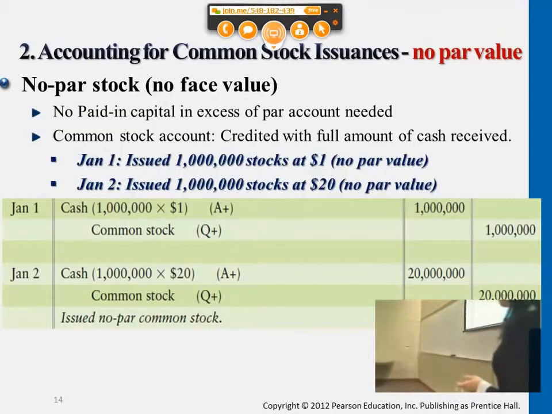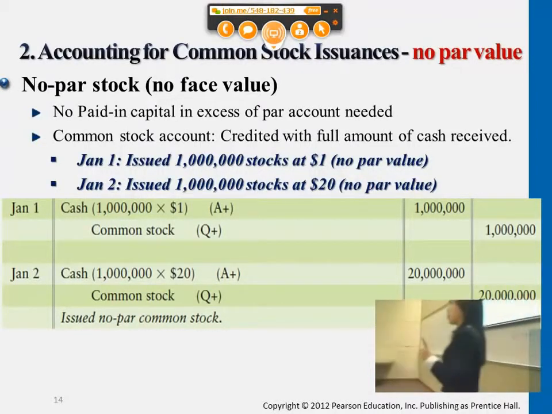Okay, so there are two examples here. If on January 1st they issue stock at the time the market price is $1 per share, then the journal entry will look like this. We would debit cash, credit common stock by the number of shares times the market price of $1.